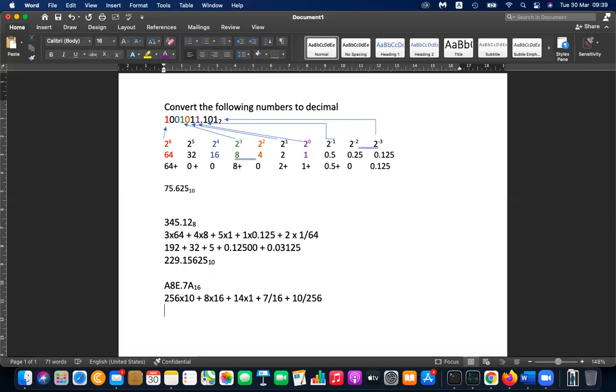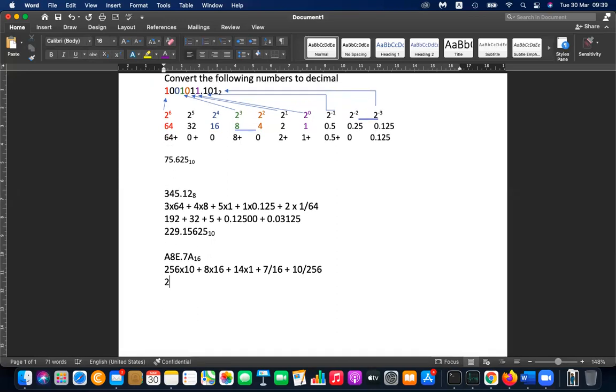Okay, now you have to add the values. What is 256 into 10? 2560. 8 into 16? 128. Correct or wrong? No, 512. No, 128. 128. 8 into 16.